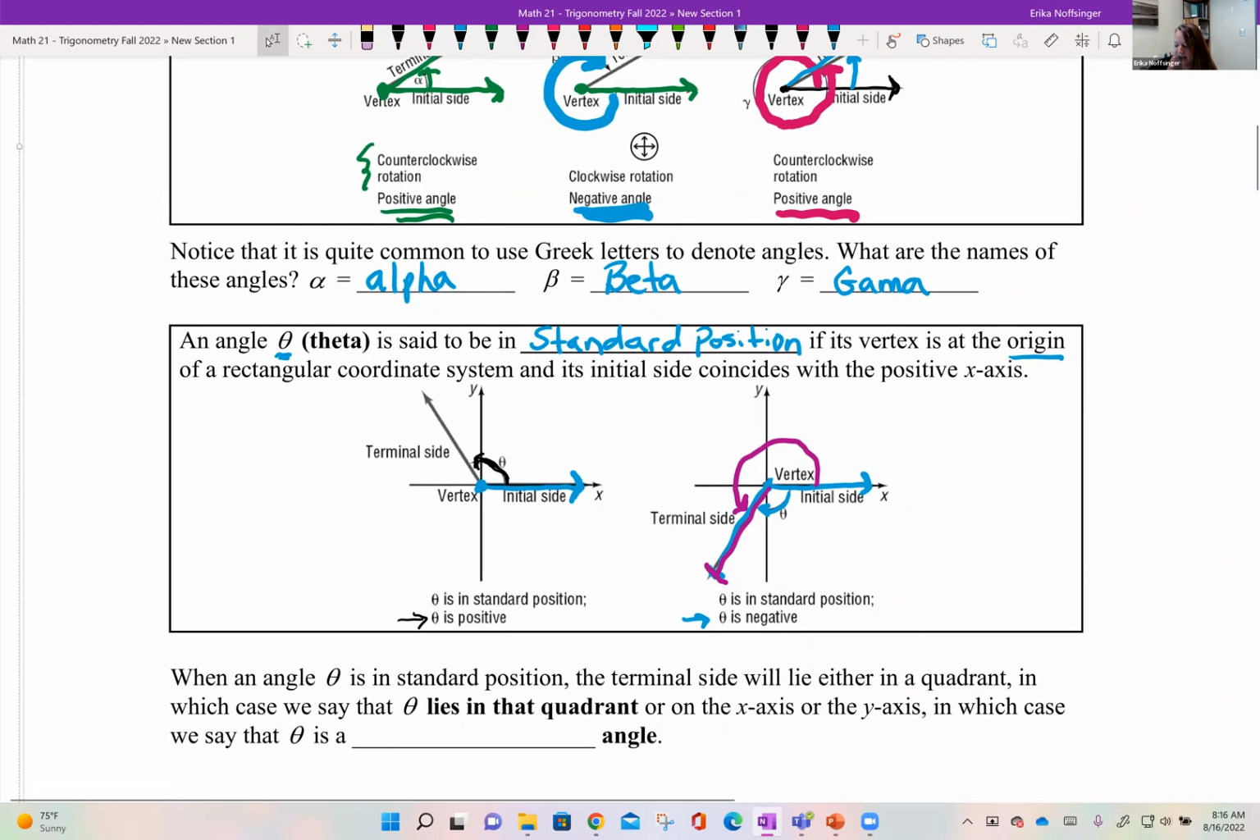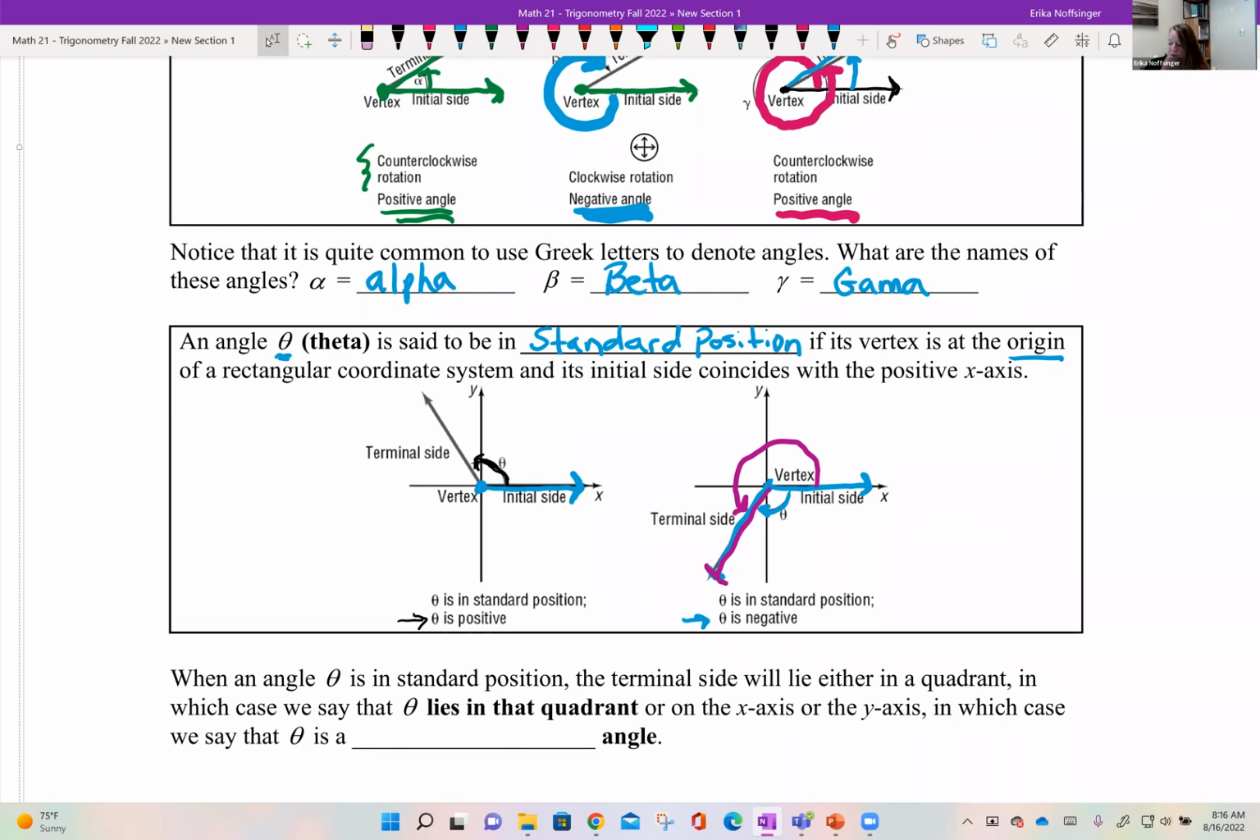So when an angle is in standard position, the terminal side will either fall in a quadrant. Recall when you have your x and your y axis, we had 4 different quadrants. The one in the upper right corner is quadrant 1. We use Roman numerals to denote the quadrants, and then we go counterclockwise. So the one in the upper left-hand side is our second quadrant. The one down here on the lower left-hand side is the third quadrant. And the one on the lower right-hand side is our fourth quadrant.